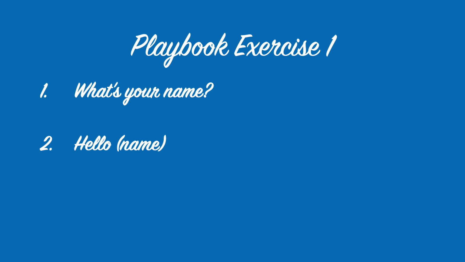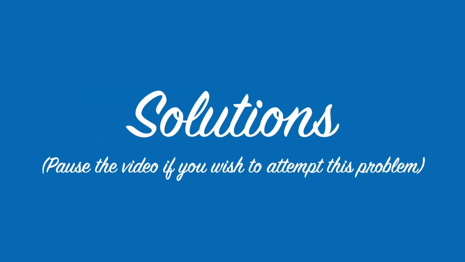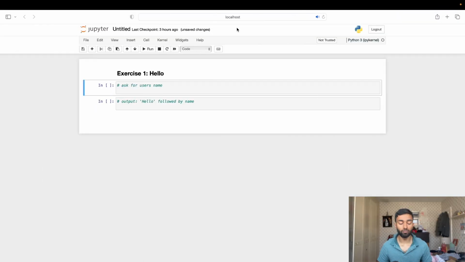So in today's playbook exercise, we require a program that asks for the user's name, and it should correspondingly say hello followed by the user's name, as you can see on the screen right now. Okay, so I'm writing my code on Jupyter, which is an open source software, but we don't really need to know anything about that to be able to proceed with the code.